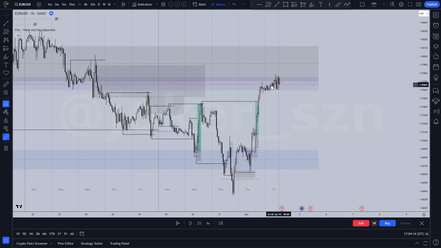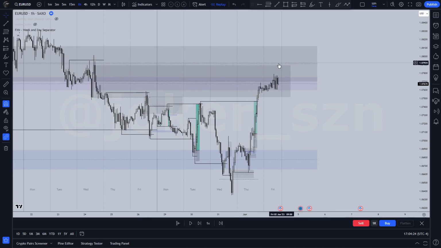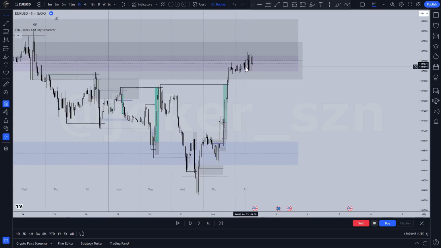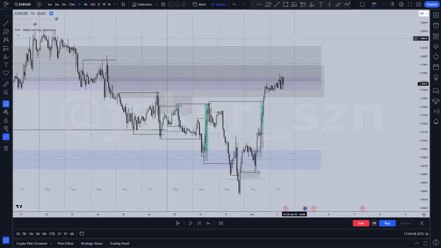As you can see, we are now trading in the weekly volume imbalance, and also inside this former H1 order block, which is also the daily order block, right? So we again have PD array alignment here. We have taken out the previous day's high. So this is now a really important level. If NFP is able to push price above and we get a close above here, we then have a bullish shift in order flow on the daily.